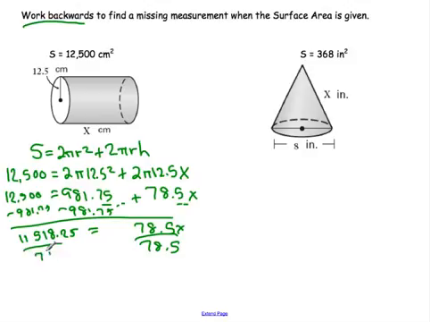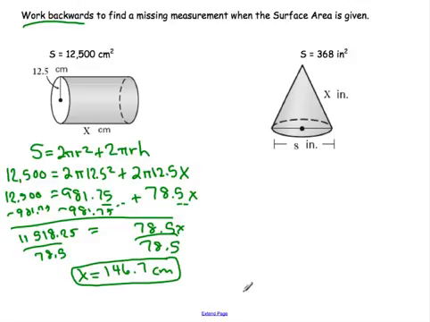Divide both sides by the 78.5, and hopefully you get somewhere around x equals approximately 146. We'll just call it 146.7. Depending on how much you rounded, that's what you should probably get as your answer. If you kept all the decimals, you probably would have gotten 146.65. Again, keep the centimeters when you go.